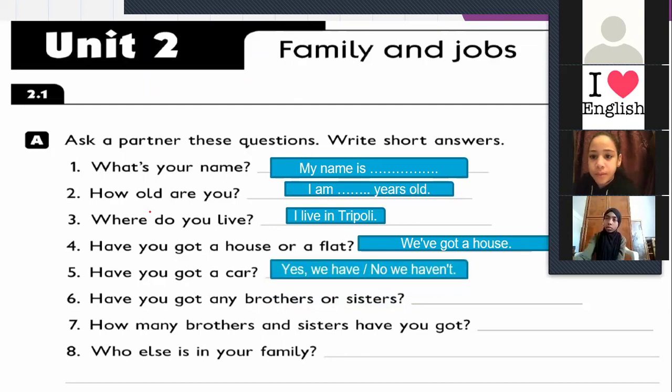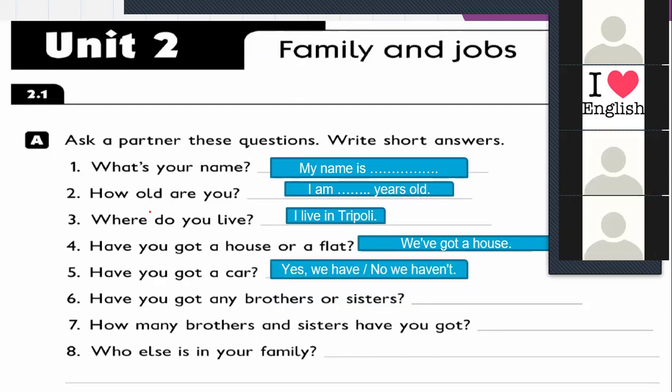What about the fifth one here? Have you got a car? Yes, we have. Or no, we haven't. Yes, Aisha.